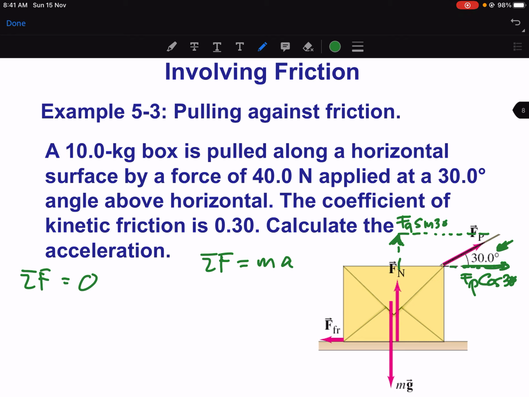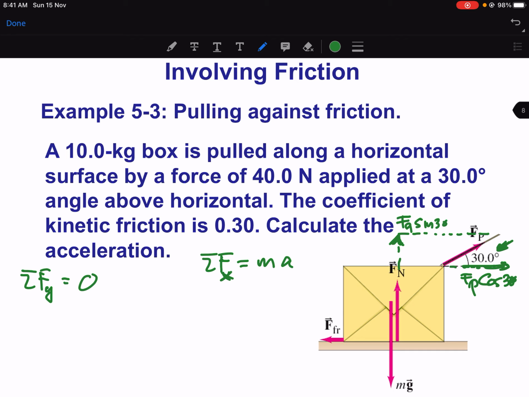Now we know that the box will move horizontally, correct? The box will only move in the x-axis. So in the x-axis, since the box moves there, we apply the second law of Newton to Fx. As for the y-axis, there is no movement in the vertical, so Fy equal to 0, which is the first law of Newton.